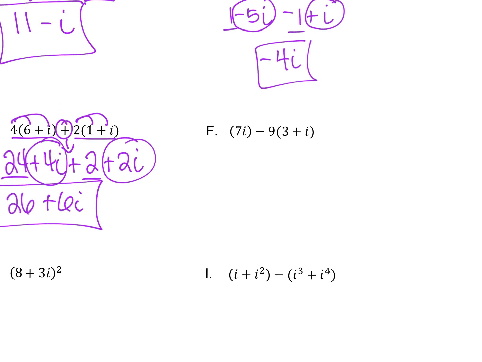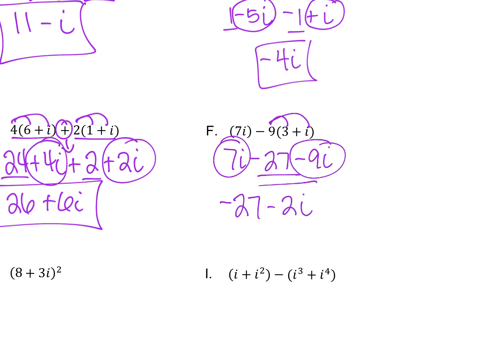All right, part F, we're subtracting. We need to distribute that before we can start combining your like terms. So that's going to be negative 27 and then minus 9i. So my real part, notice there's nothing else to combine with it, so I write it first. And then combining the imaginary parts, you get negative 2i.